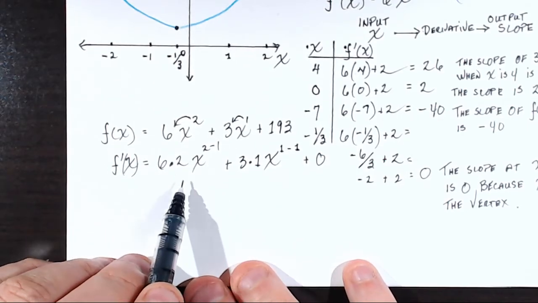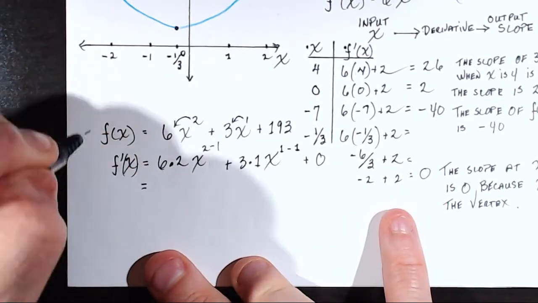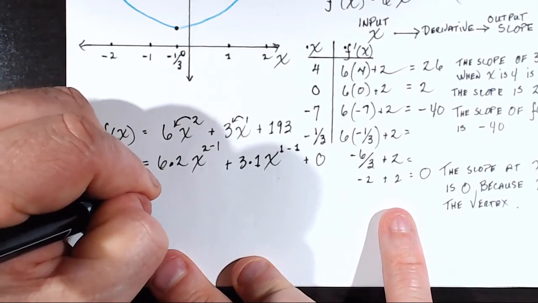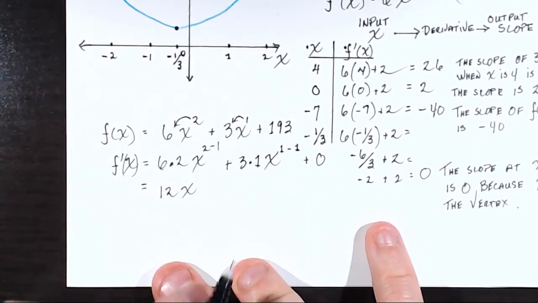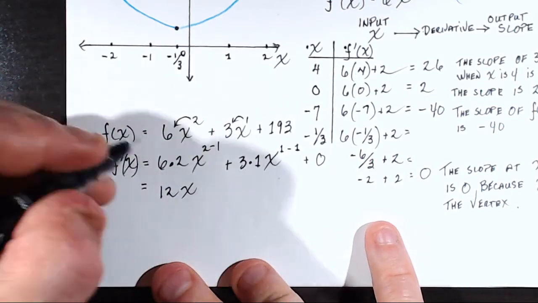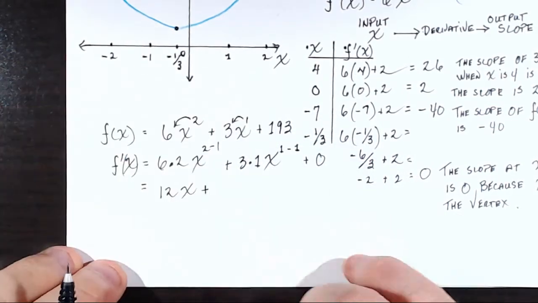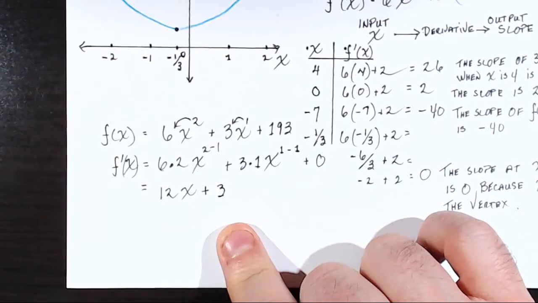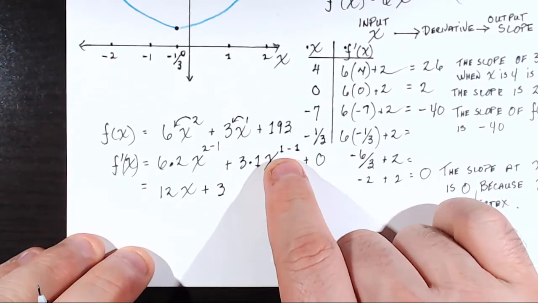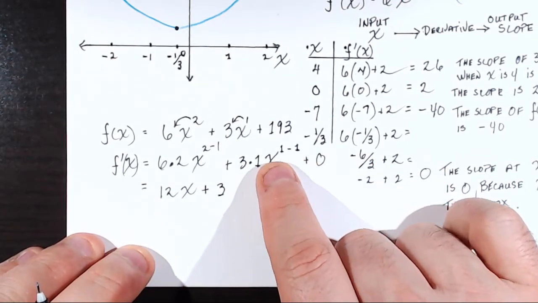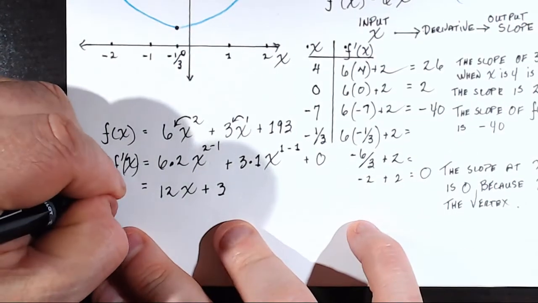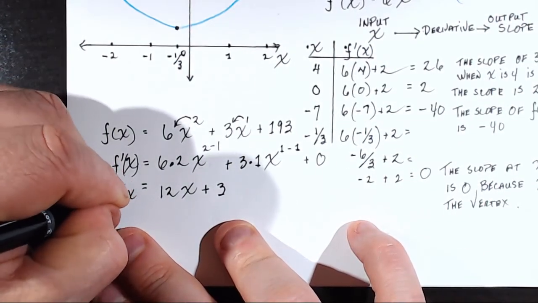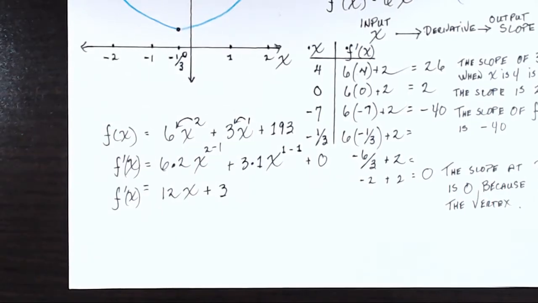Okay, so let's finish that one out. So that's 6 times 2, that's 12x. And then 2 minus 1 is just 1, so it's just 12x. Plus 3, 3 times 1 is 3. And then x to the 1 minus 1 is x to the 0, and that's just 1. So the derivative is f prime x equals 12x plus 3.